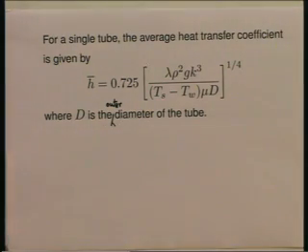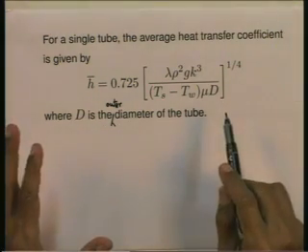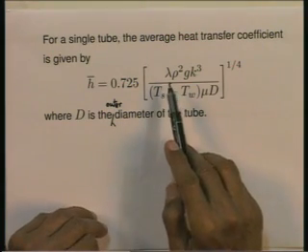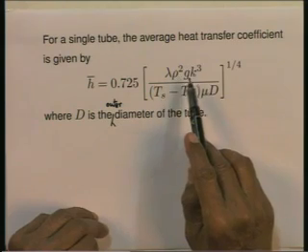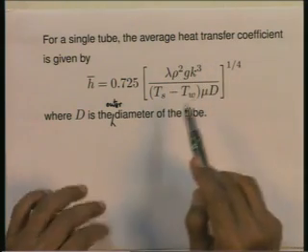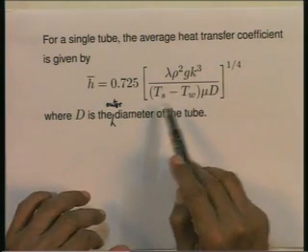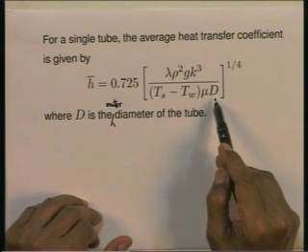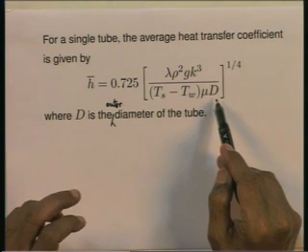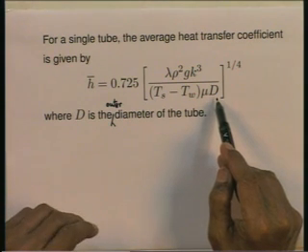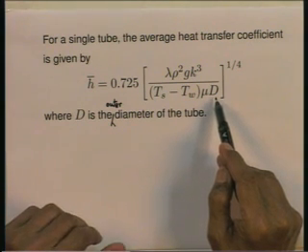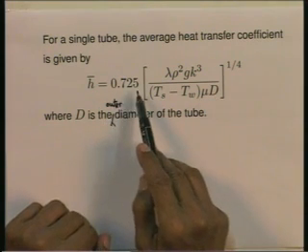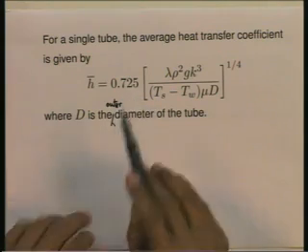You will notice how similar this expression is to the one we had earlier for a vertical plate. Earlier also we had in the numerator lambda rho squared g k cubed raised to 1/4, T s minus, in the denominator T s minus T w into mu. Earlier we had a length L, which was the length of the vertical plate. Now we have a diameter D, which is the diameter of the horizontal tube, and the constant earlier was 0.943. Now the constant becomes 0.725.